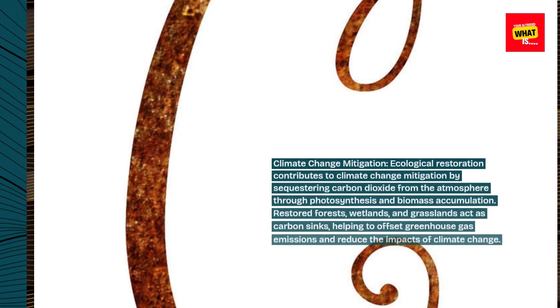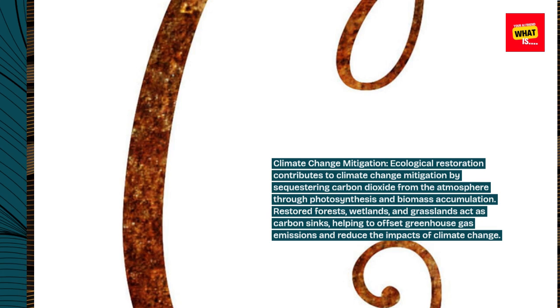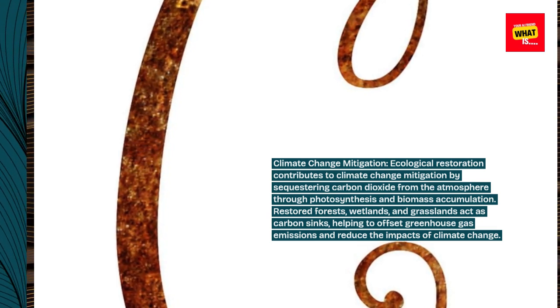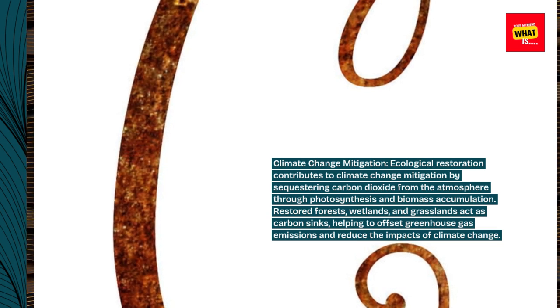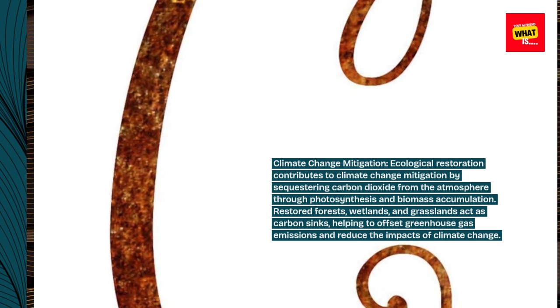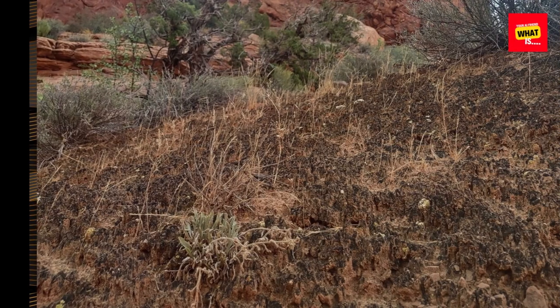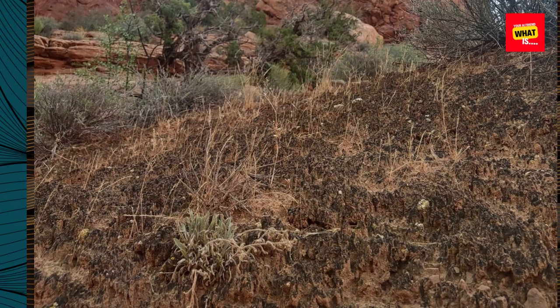Climate change mitigation. Ecological restoration contributes to climate change mitigation by sequestering carbon dioxide from the atmosphere through photosynthesis and biomass accumulation. Restored forests, wetlands, and grasslands act as carbon sinks, helping to offset greenhouse gas emissions and reduce the impacts of climate change.